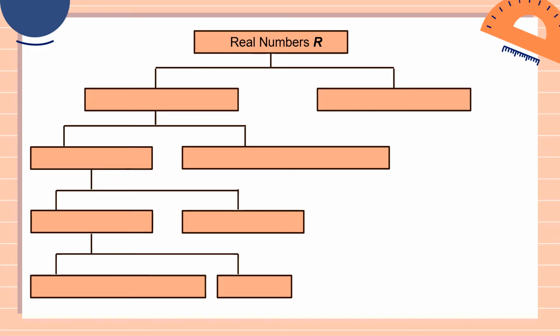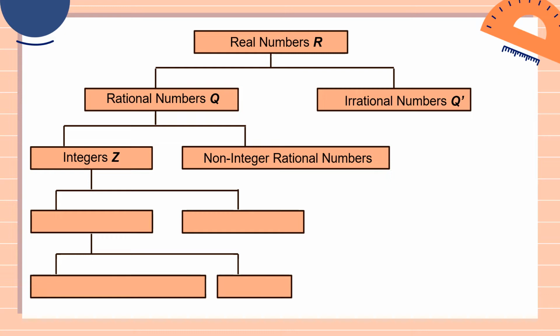We also have the subsets of real numbers. We have the rational numbers denoted by capital Q, and we also have irrational numbers denoted by Q with an apostrophe, which we call Q prime. Now we also have the subsets of rational numbers. We have the integers denoted by capital Z, and the non-integer rational numbers. For the integers, we have subsets of integers: the whole numbers denoted by capital W, and negative numbers. For the whole numbers, we have the natural or counting numbers denoted by capital N, and then we also have 0.